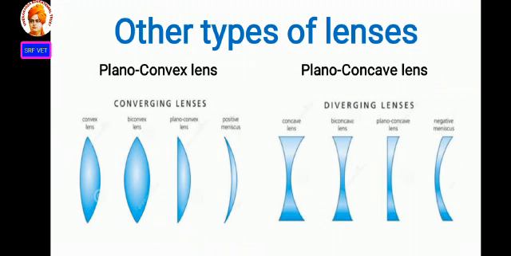Other types of lenses: plano-concave lens, plano-convex lens. If one of the faces of a biconvex lens is plane, it is known as plano-convex lens. Plano-concave lens means if one of the faces of a biconcave lens is plane, it is known as plano-concave lens.